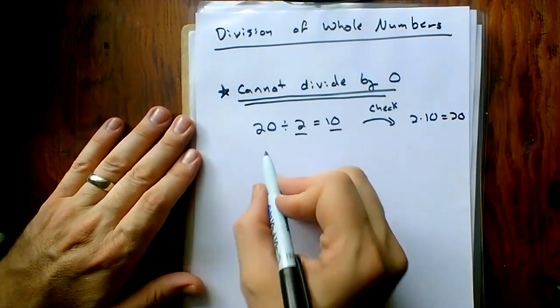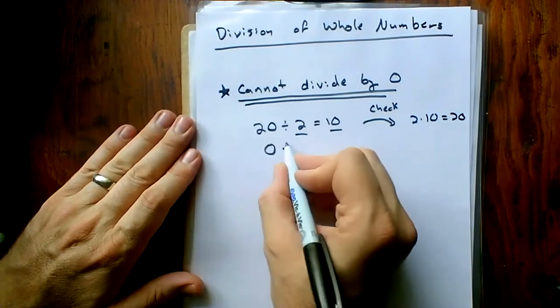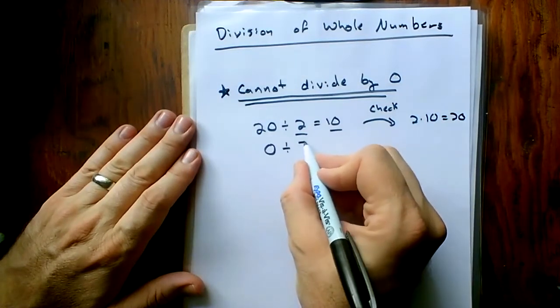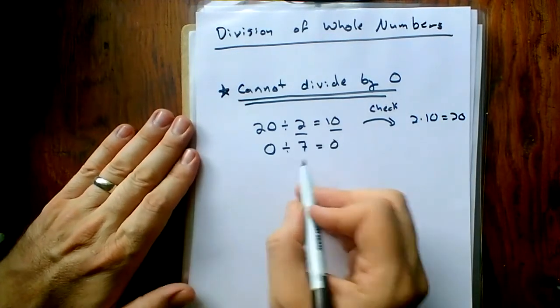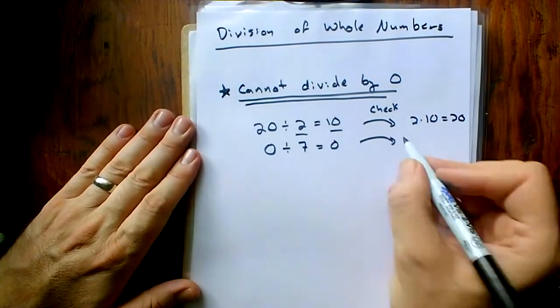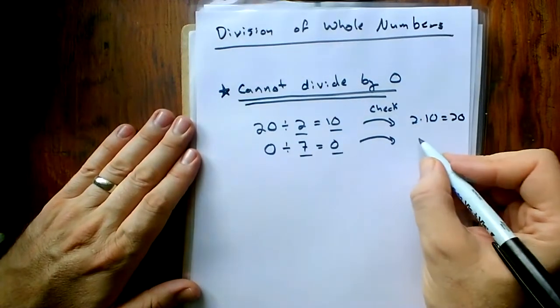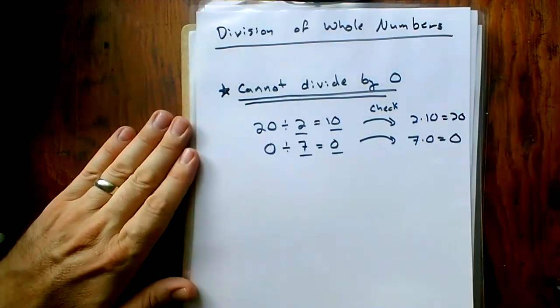Now you can divide 0 by a number. If I said 0 divided by 7 is 0, how many times do I have to add 7 to get 0? None. And I can check that by multiplying again. 7 times 0 is equal to 0, sure enough.